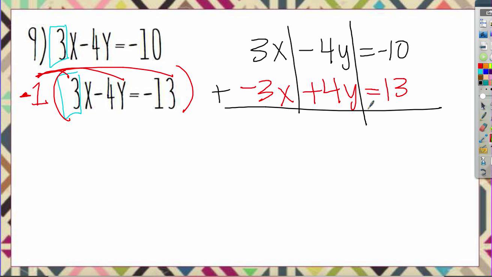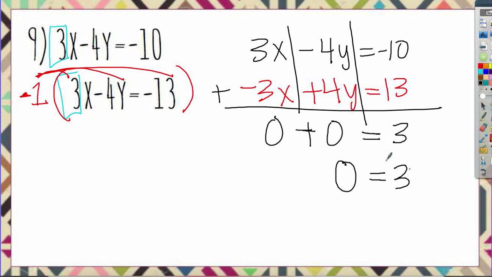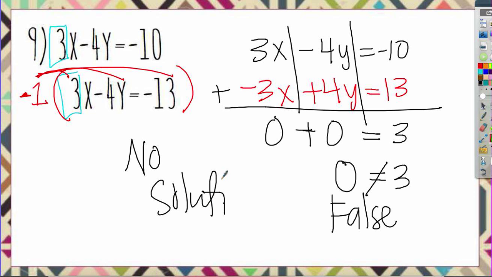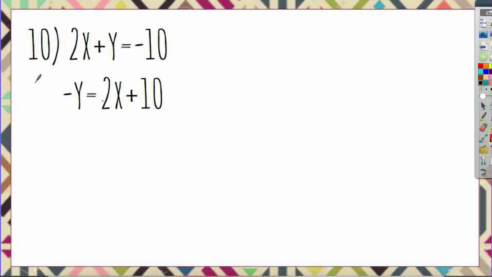So now, when we try to add, 3x minus 3x is 0, but negative 4y plus 4y is also 0. Negative 10 plus 13 is going to leave me with a positive 3. So this time, both of our variables canceled, and we were left with 0 equals 3. Well, we've seen this before in solving both other ways. No variables, 0 does not equal 3. It's a false statement, so your answer should be no solutions. Means they are parallel lines. They will never intersect.